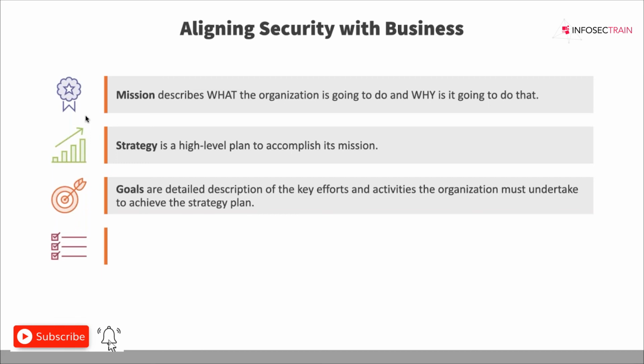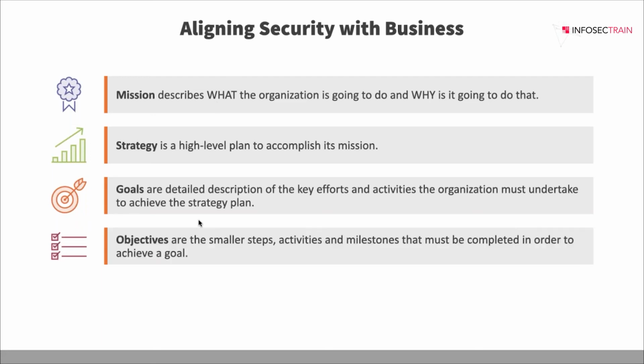For example, a goal for Microsoft is probably to create an operating system by a particular year, and this will do specific things. Like I said, it should be relevant and achievable. Objectives are the smallest steps, activities, and milestones that must be completed in order to achieve a goal. We create certain milestones, smaller steps, to reach that goal. Those are called objectives. Objectives help you reach goals, and goals help you achieve the strategies to meet the mission. This is how it's all related.